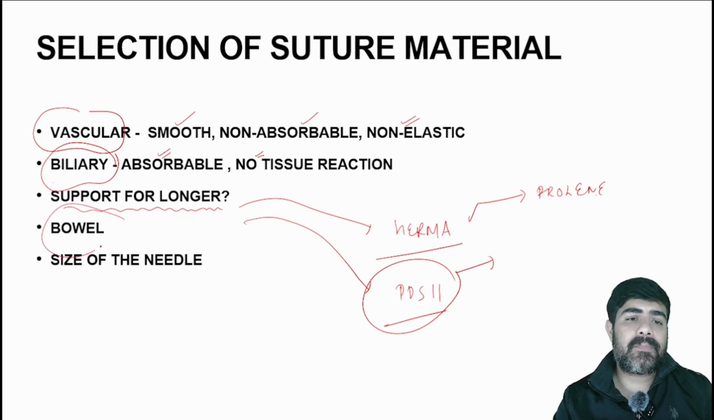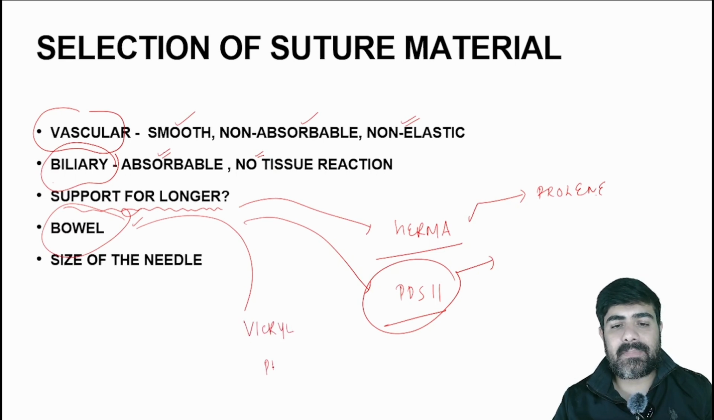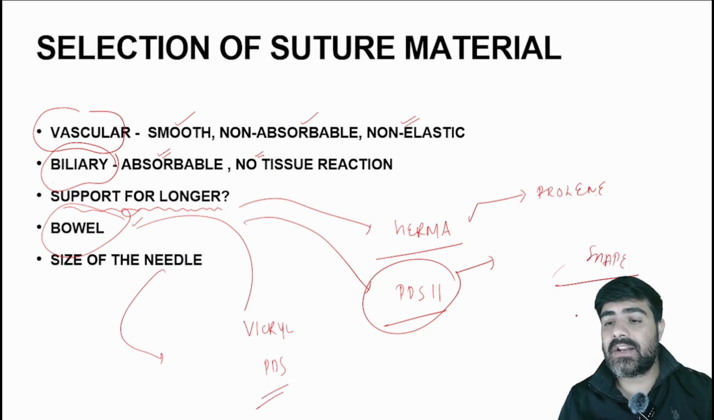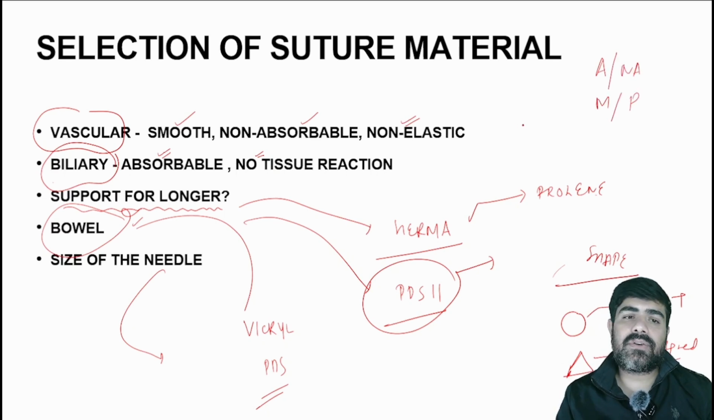Then for bowel, we have to choose which type of suture. We are using Vicryl suture, we are using PDS suture. Then the size of the needle is also important: which size needle, which shape needle we are using, what is the cross section of the needle. If it is round, we will use it for soft tissue. If we are using it for tense tissue, we can use a cutting needle. So everything is kept in mind, whether we need absorbable or non-absorbable, monofilament or polyfilament suture. All this is kept in mind for selecting a suture material.